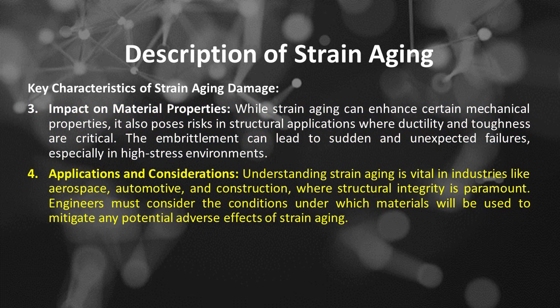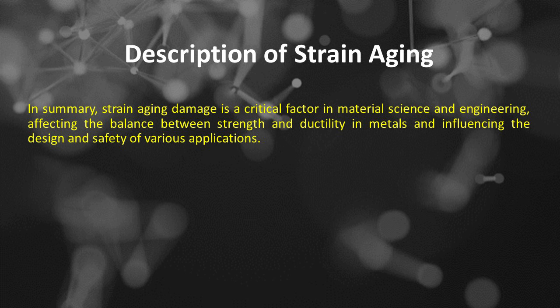Number 4 of the key characteristics of strain aging damage is applications and considerations. Understanding strain aging is vital in industries like aerospace, automotive, and construction, where structural integrity is paramount. Engineers must consider the conditions under which materials will be used to mitigate any potential adverse effects of strain aging. In summary, strain aging damage is a critical factor in material science and engineering, affecting the balance between strength and ductility in metals and influencing the design and safety of various applications.